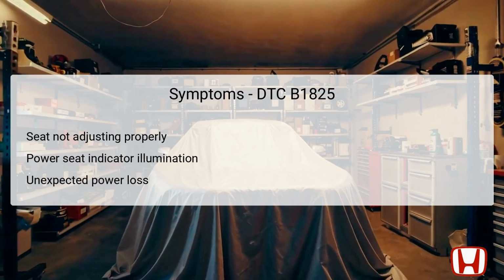Additionally, the power seat indicator may illuminate on the dashboard, informing the driver that an issue has been detected within the seating system. Other potential symptoms could include unexpected power loss or responsiveness issues, leading to erratic seat movements or failure to function. It is essential to monitor these symptoms during daily operations to address issues promptly. Ignoring them could lead to further system malfunctions or safety hazards.